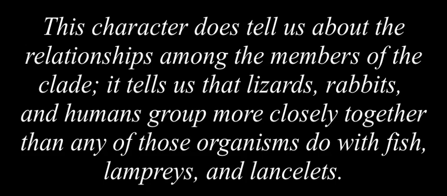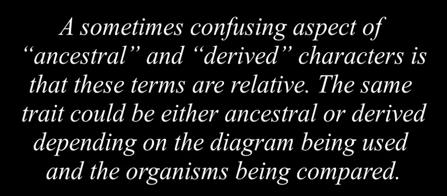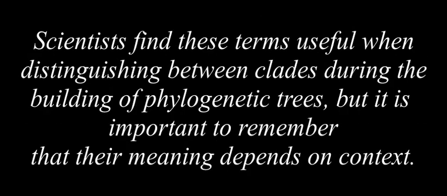It tells us that lizards, rabbits, and humans group more closely together than any of those organisms do with fish, lampreys, and lancelets. A sometimes confusing aspect of ancestral and derived characters is that these terms are relative. The same trait could be either ancestral or derived depending on the diagram being used and the organisms being compared. Scientists find these terms useful when distinguishing between clades during the building of phylogenetic trees, but it is important to remember that their meaning depends on context.